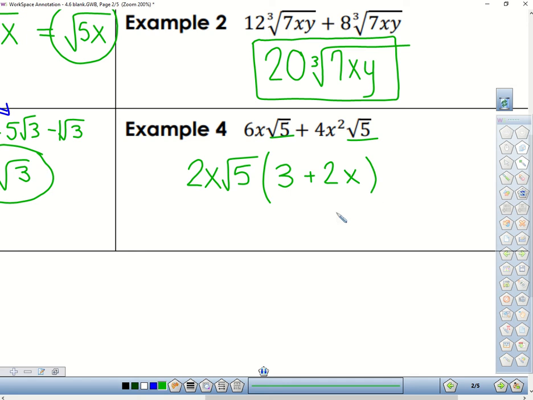Now if you wanted to get back to your original, you would use what we call the distributive property, or a form of FOIL. Good. So that's what we're looking for on example 4. Do you guys have any questions so far? Okay.